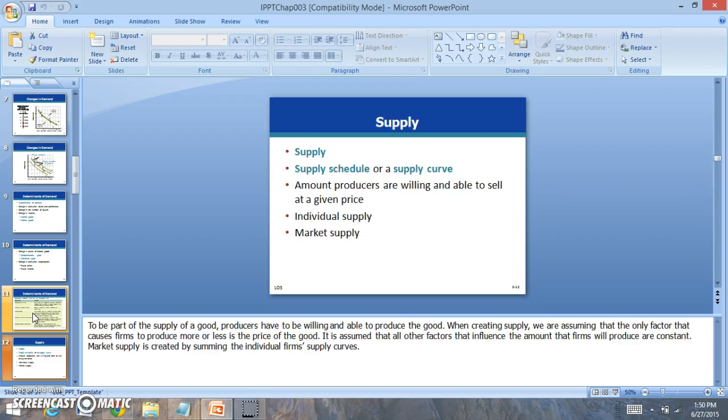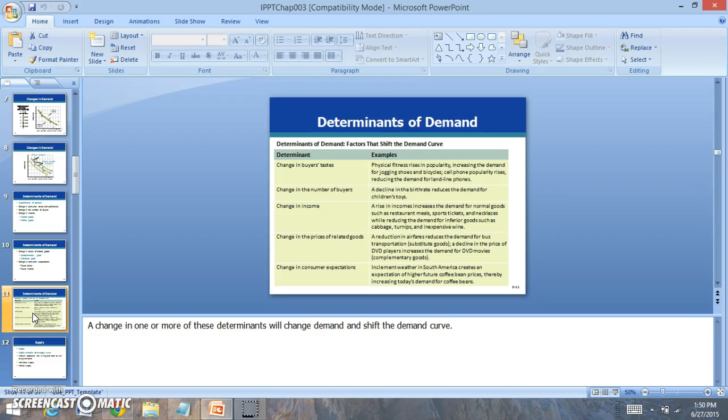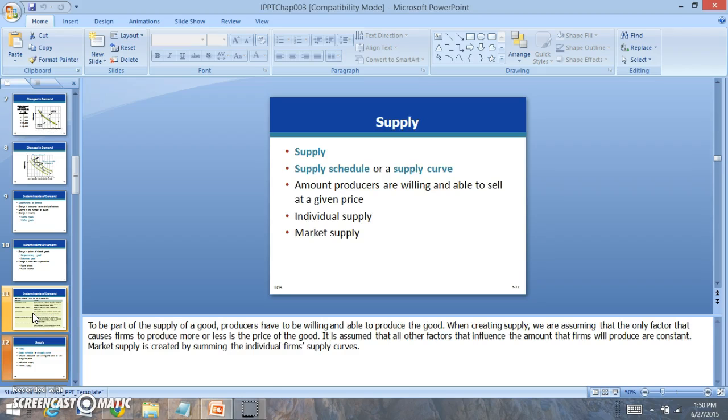Now, here are the determinants of demand. These are what's going to cause the demand curve to either increase or decrease. The thing that will not change the demand curve or cause the demand curve to shift is a change in the price of the product.